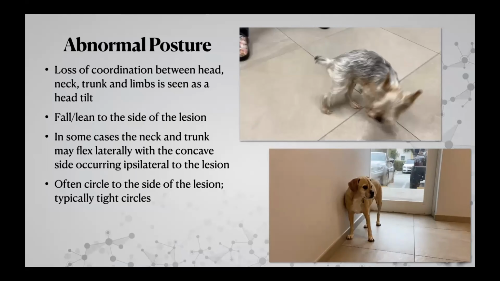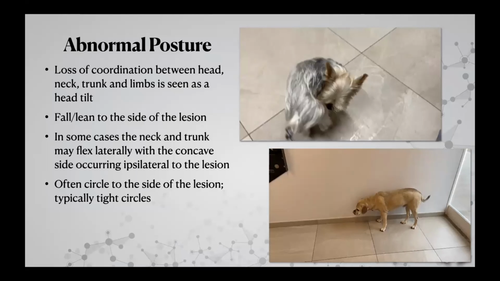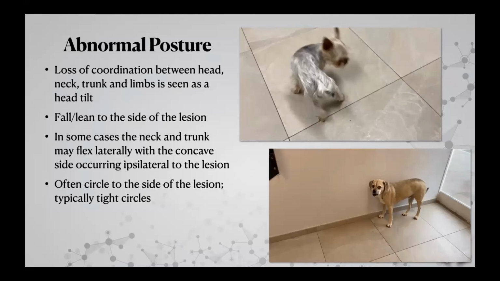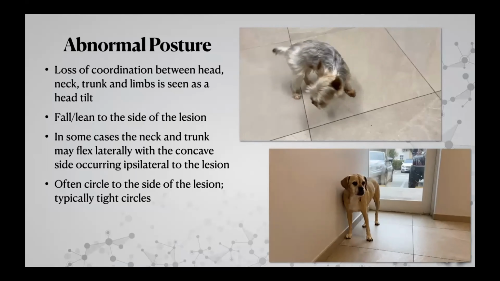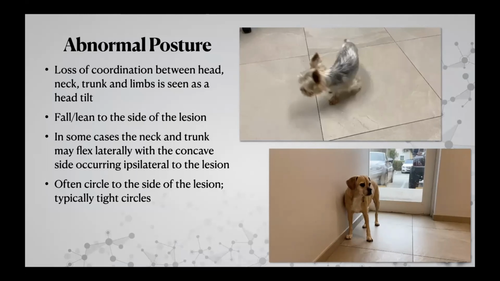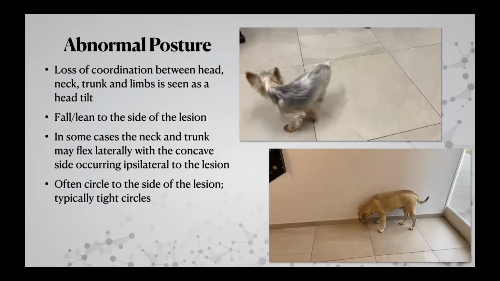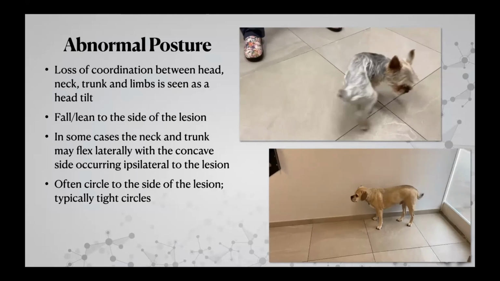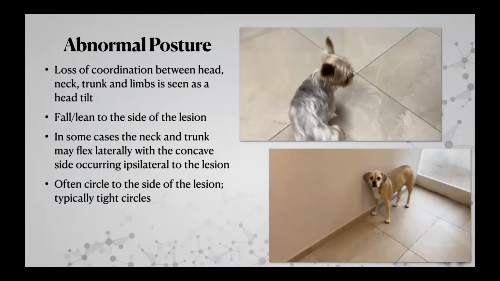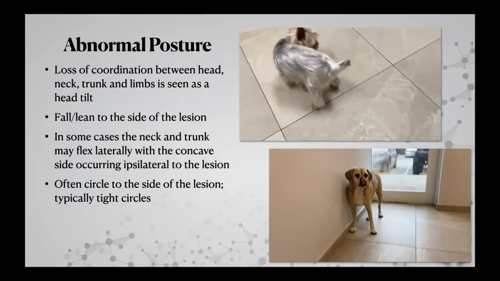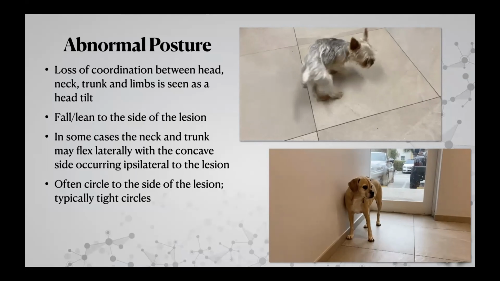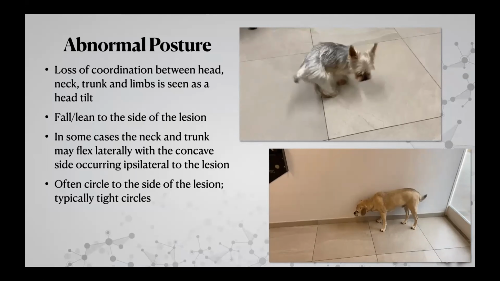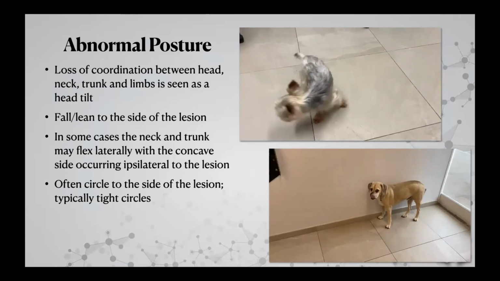In some cases, you can see the neck and the trunk flex laterally to form a concave shape to the animal, again, towards the side of the lesion. So the Yorkie is kind of a bad example because he's circling, but if you stopped him, he still had that turn to the right and that body curve to the right there.